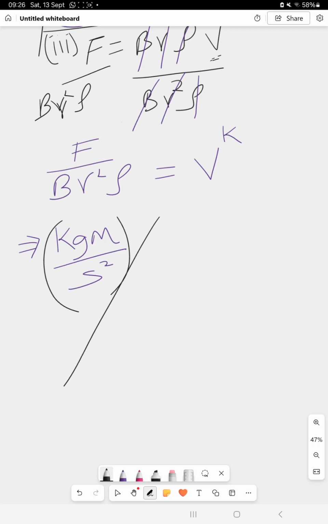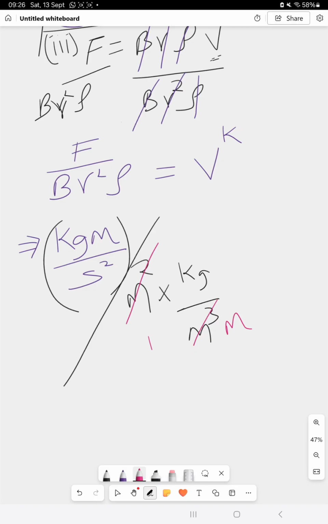B is a constant, so it doesn't have units. So divide by meter squared, and then density. Density is kilogram over meter cubed. Good. Can I simplify something over here? This one will cancel this one, and I will remain with m here only.